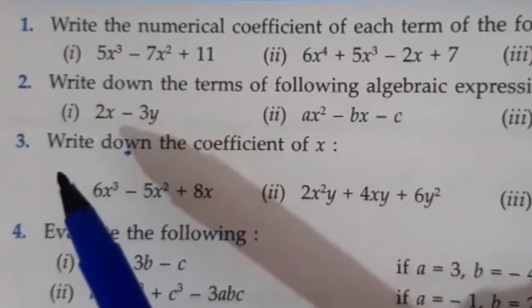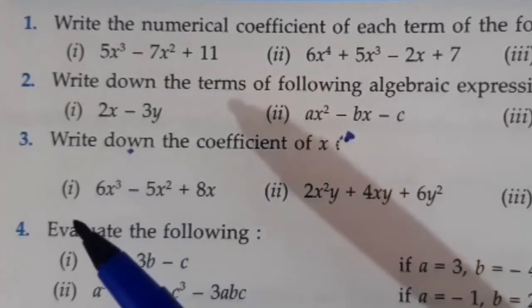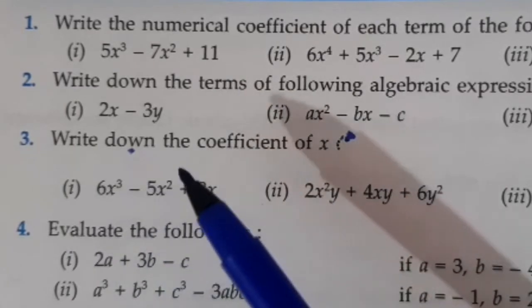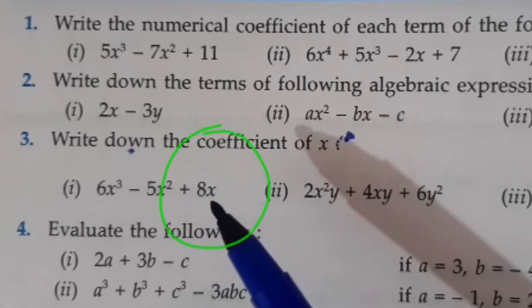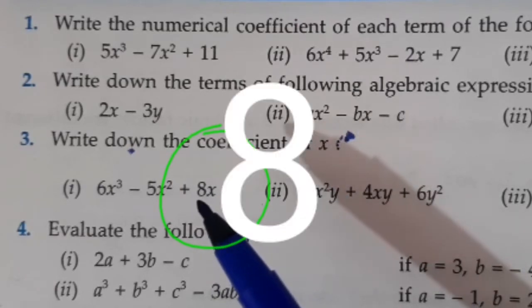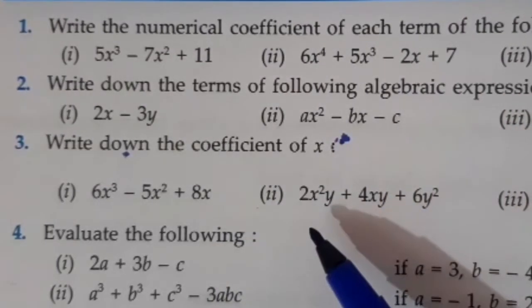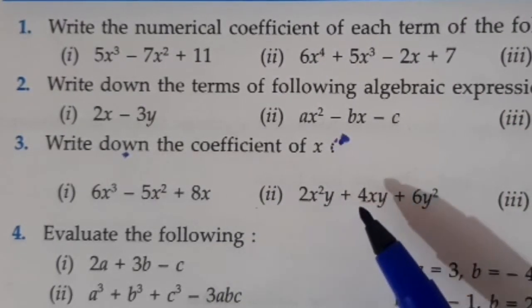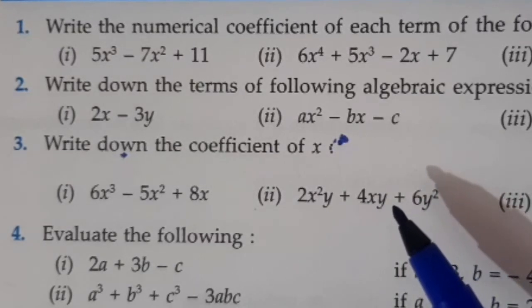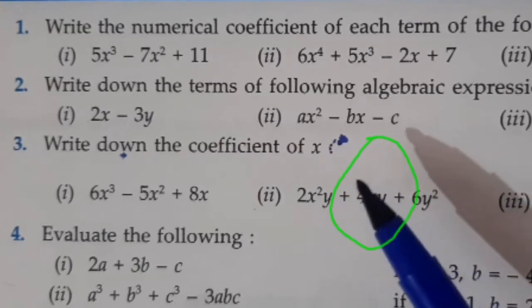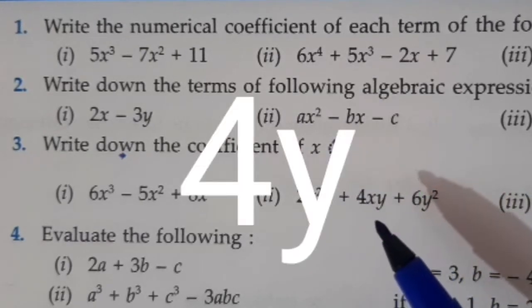Now question number 3, write the coefficient of x. Here the algebraic expression is 6x cube minus 5x square plus 8x. You can see here 8x. So the coefficient of x is 8. So my answer is 8. Now in the second part, the algebraic expression is 2x square y plus 4xy plus 6y square. You have to write down the coefficient of x. The term containing x is 4xy. So the coefficient of x is 4y.